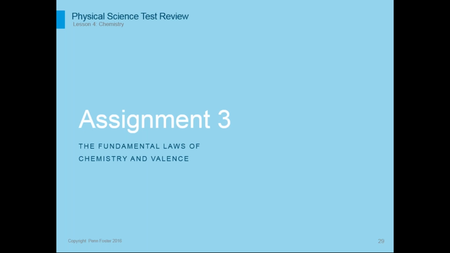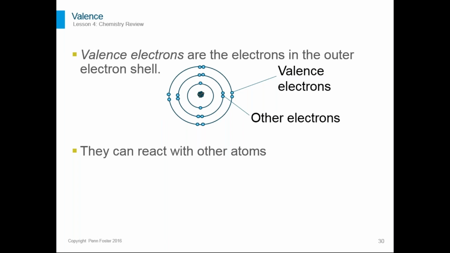When we get into assignment 3, we start talking about fundamental laws of chemistry, talking about things that will affect the way that atoms combine. So the first thing is valence. So valence electrons are the electrons in the outer electron shell.